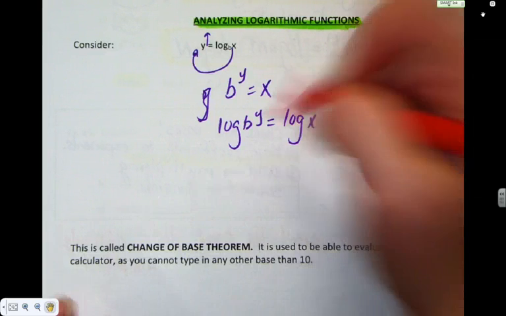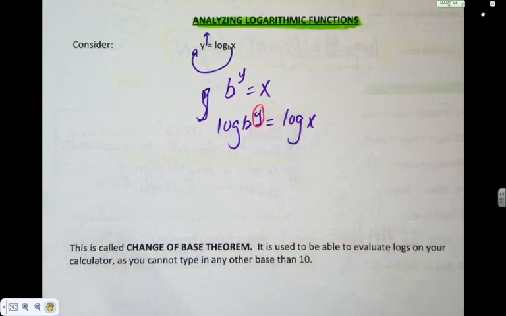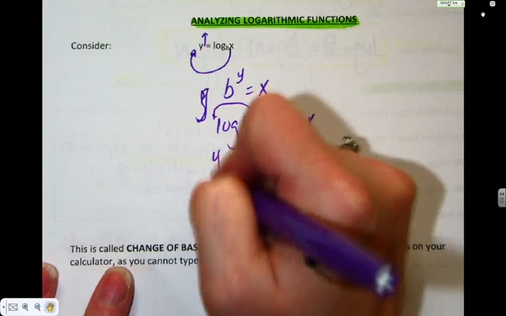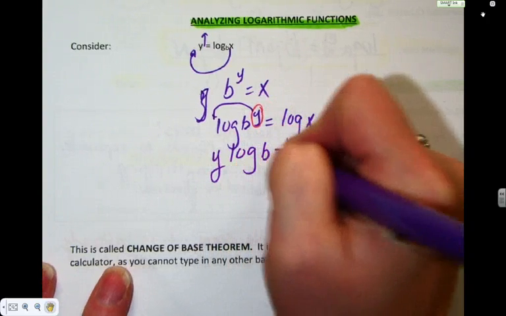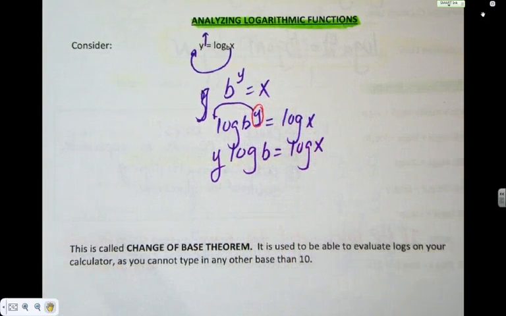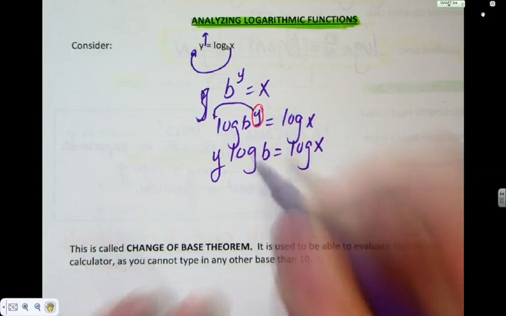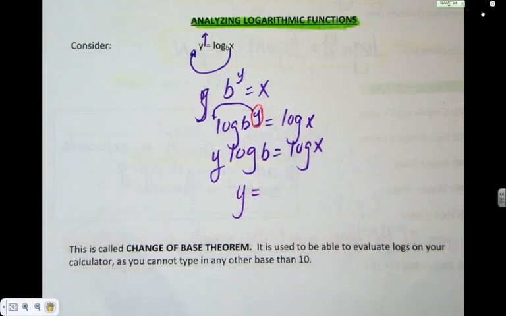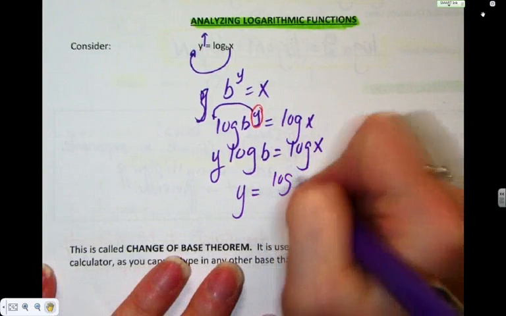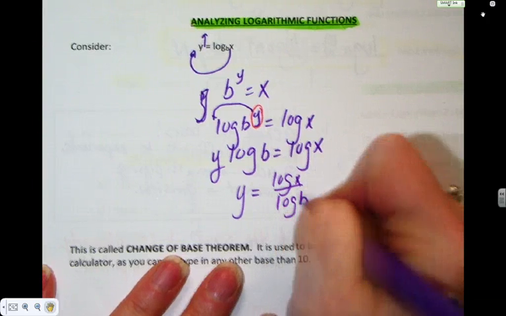Now we have an exponent law, or a log law, I should say, that deals with exponents. What does the log law about exponents say? I can drop it in front. So this is going to become y log b equals log x. And then if I want to isolate y, what can I do with log of b? Divide. So I get log of x over log of b.